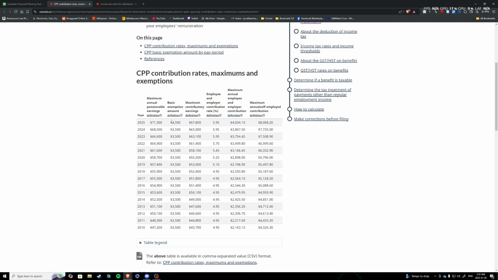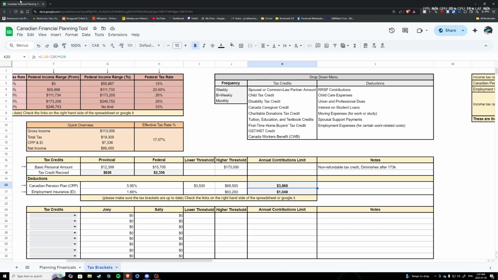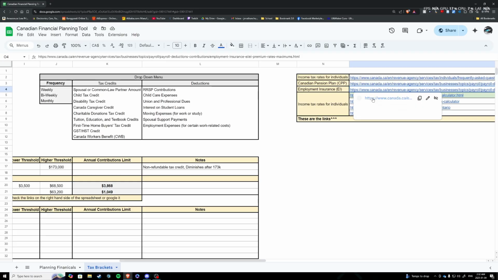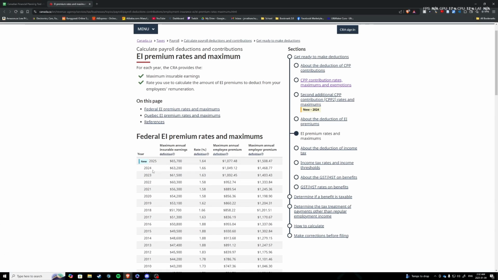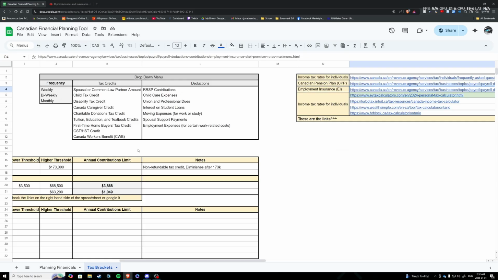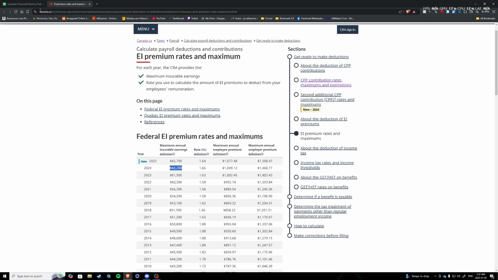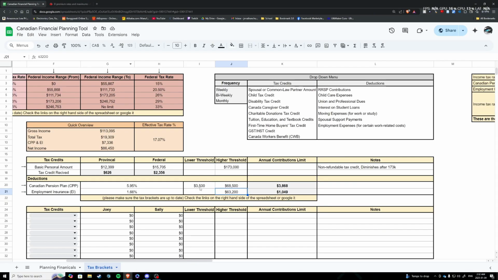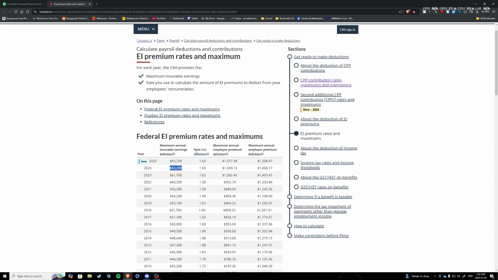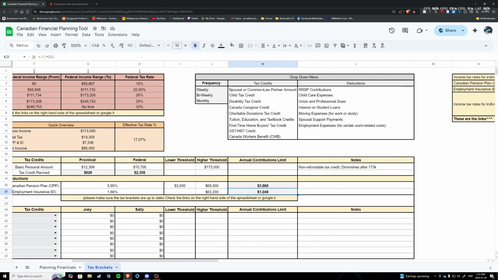So I don't have the link open, so I'll actually go back over here and look for 2024. So maximum annual insurable earnings is this value, so you take that value and you stick it right here in the higher threshold column. Then it doesn't have a lower threshold or basic exemption value, so we just leave that empty. And then you want to find the percentage rate, so that would be just called rate percentage, so 1.66. Take that, stick it right here, and you end up with this annual contribution limit.